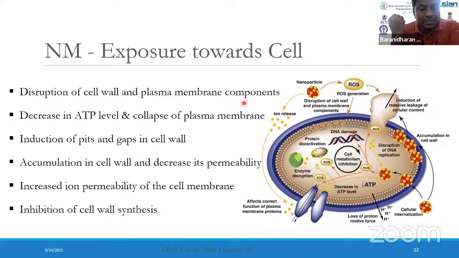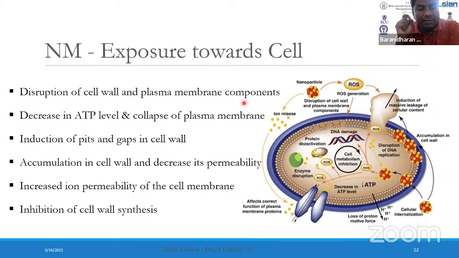Induction of pits and gaps in cell wall. So this also leads to the damage of the cell. Accumulation in cell wall and decreased permeability. So these nanoparticles adhere to the surface of the microbes, and then they start damaging the microbe as such. Increased ion permeability of the cell membrane and inhibition of cell wall synthesis. So again, these two also play a vital role.